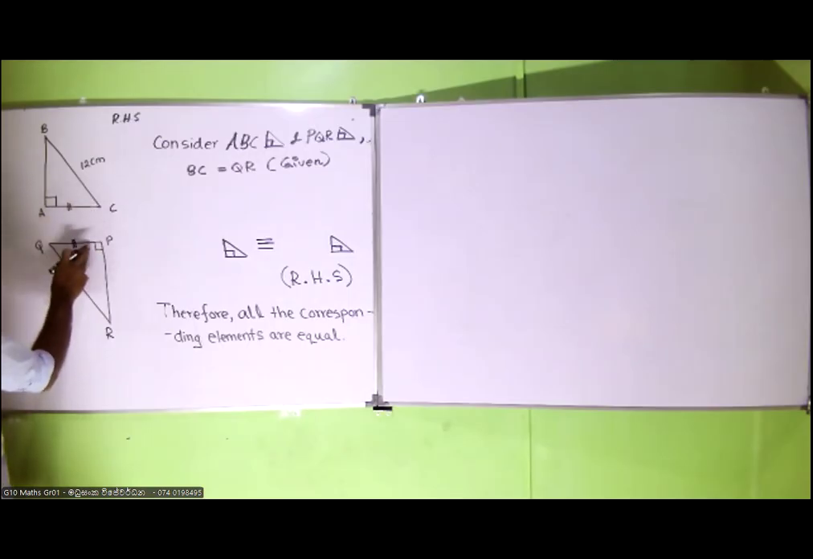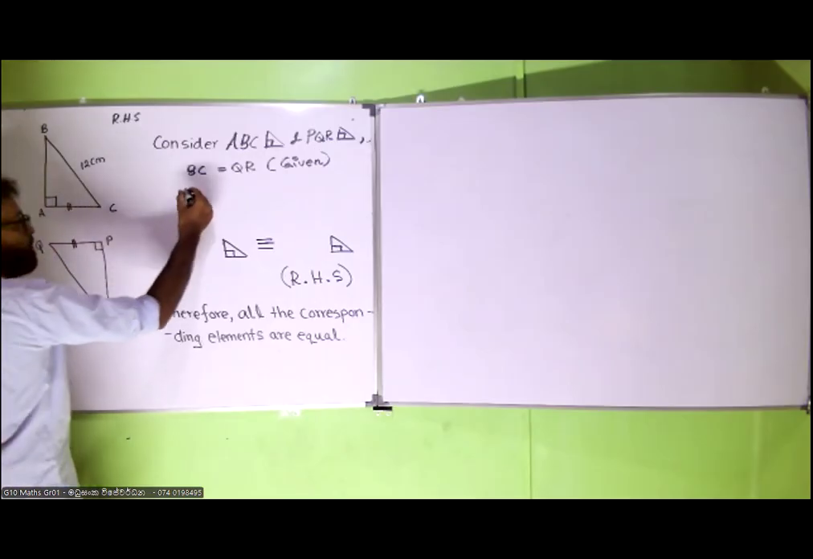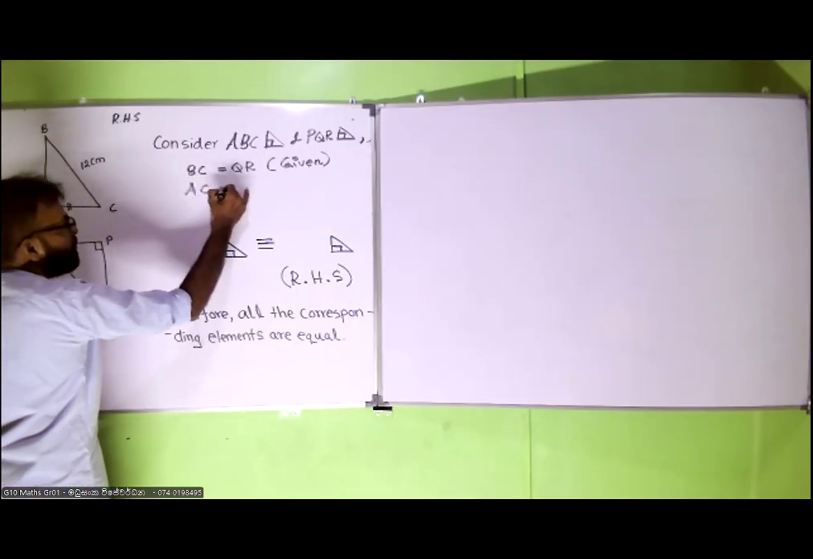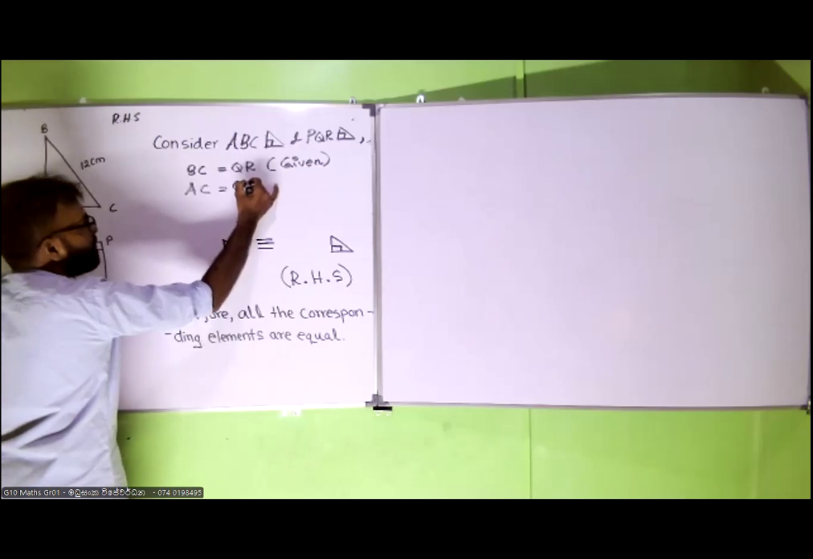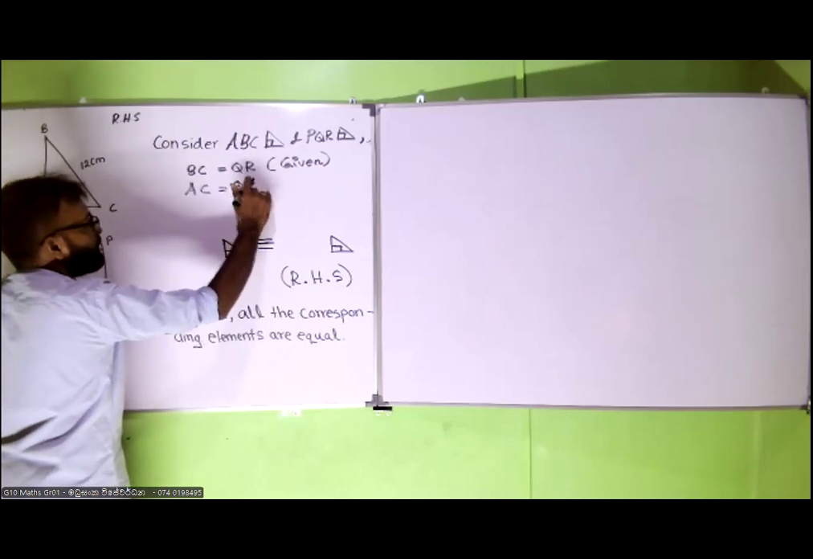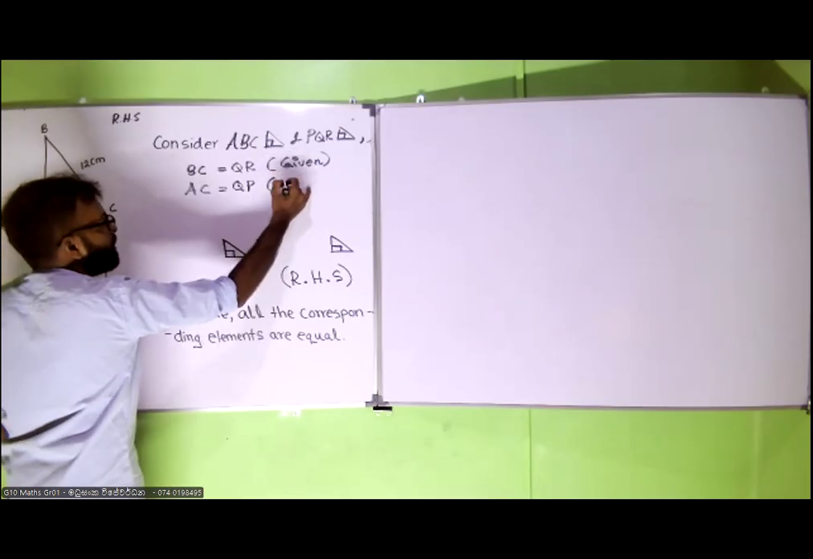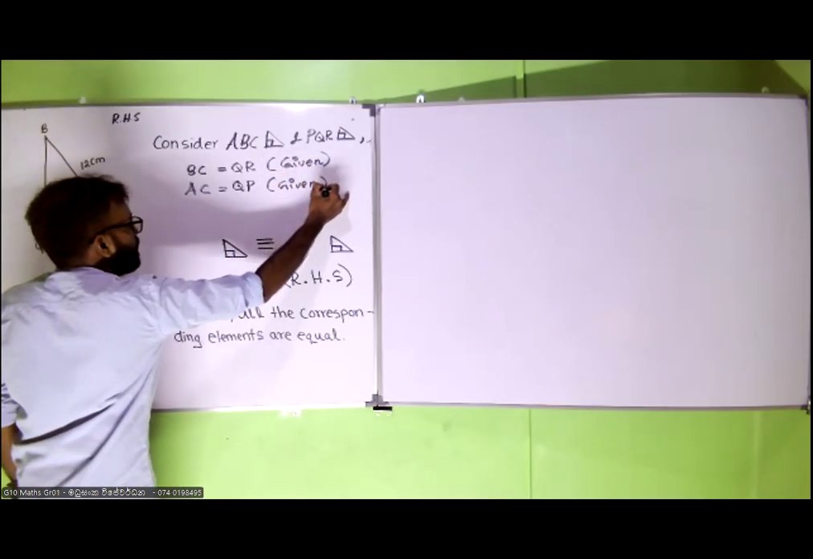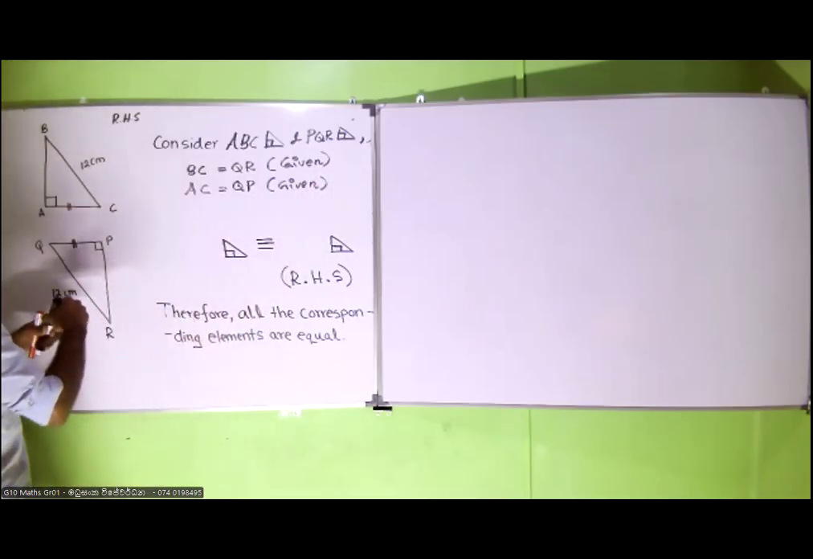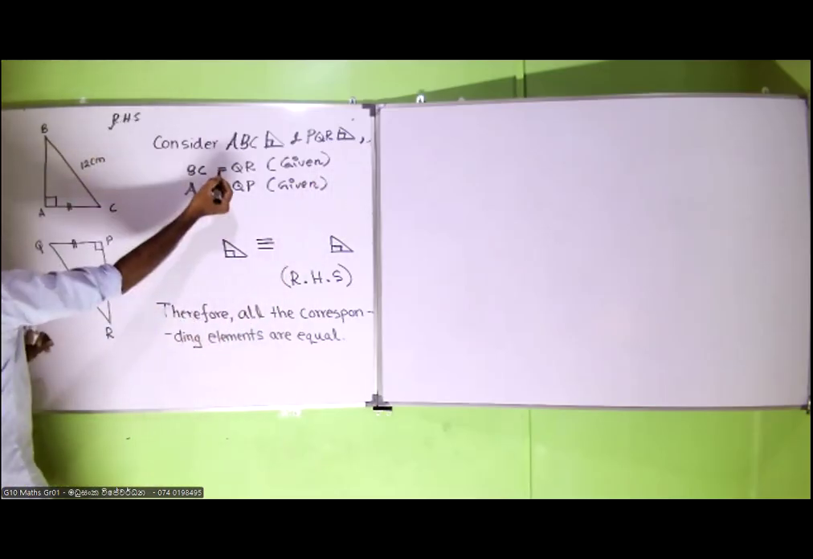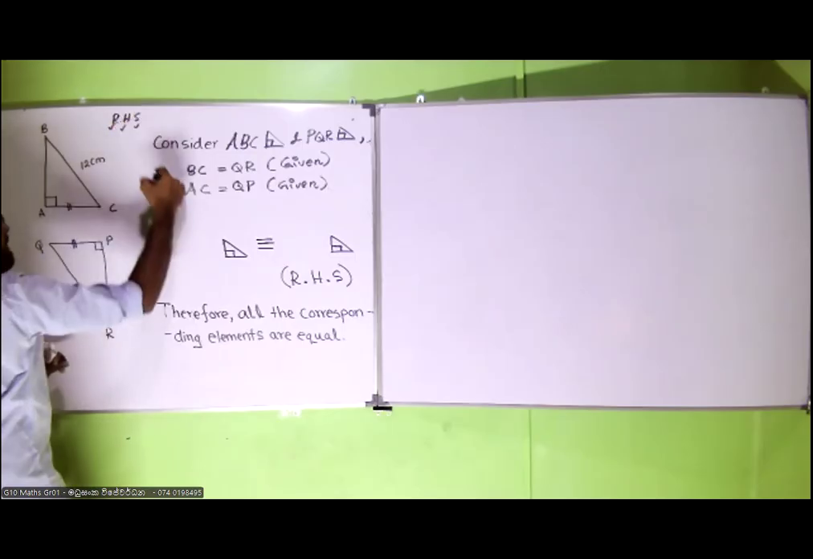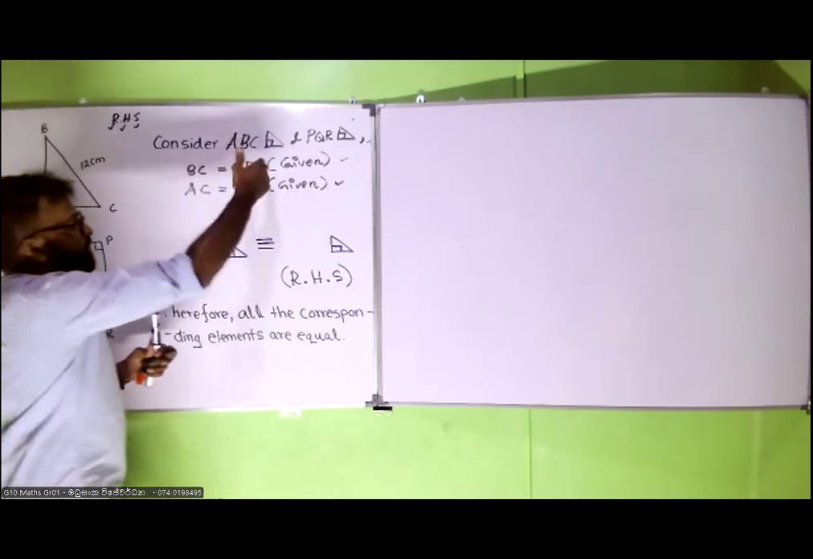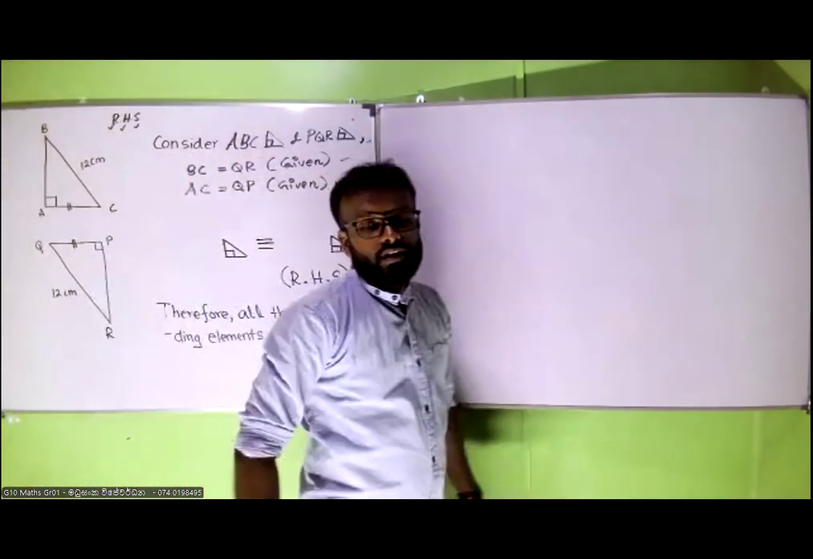AC side equals QP. Nice. They have given that also. Given. Super. Right angle triangle, hypotenuse side. Now, condition 2 is satisfied.